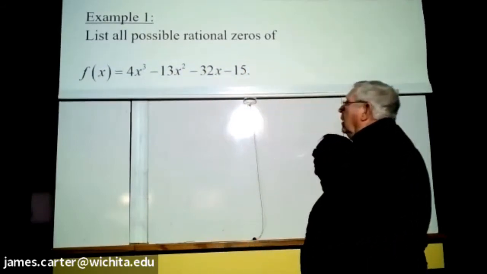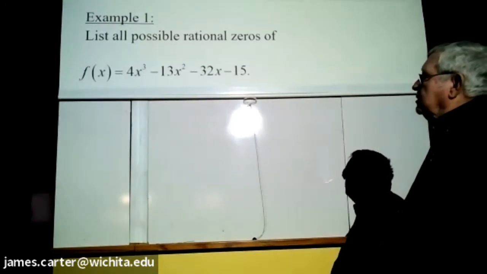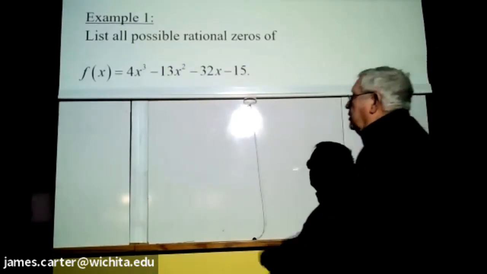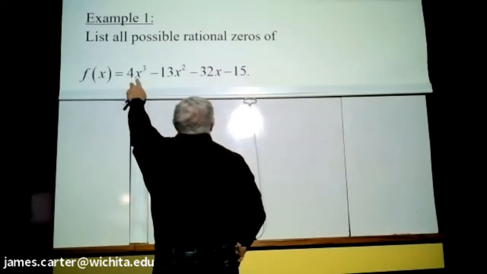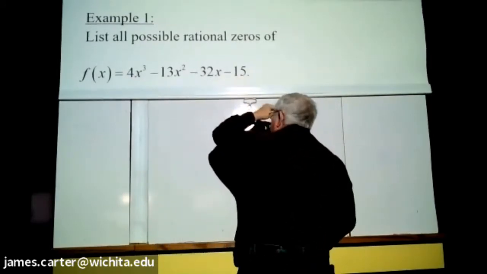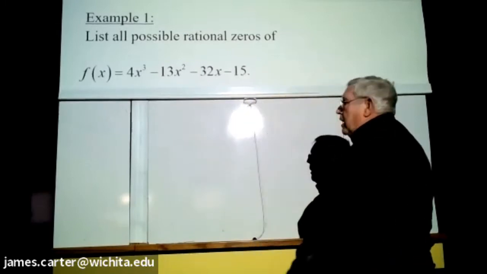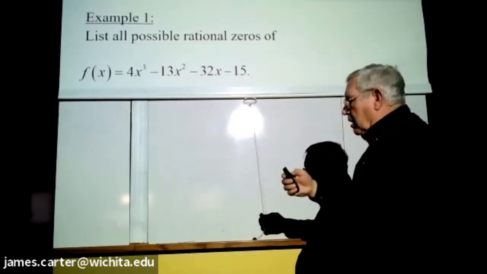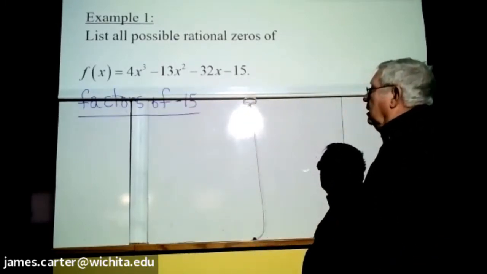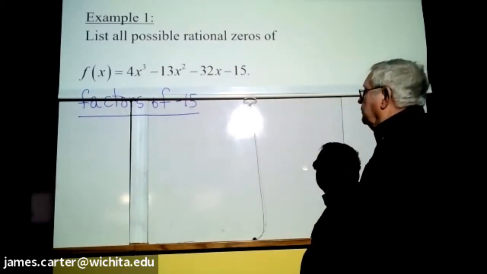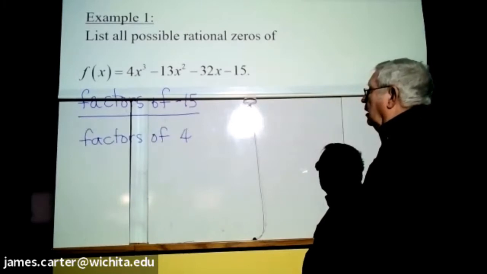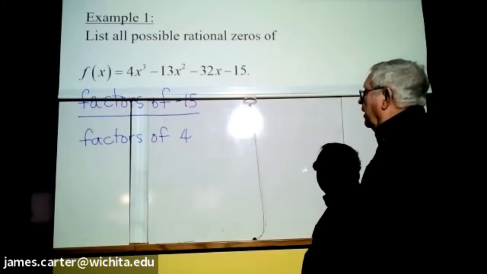Okay, all the possible zeros of this. We do have a leading term, so we've got to consider that, and we got the 15. This is the same number as the equation I had up there a few minutes ago. So first we look at all of the factors of negative 15. Well, and we're going to look at all the factors of 4.